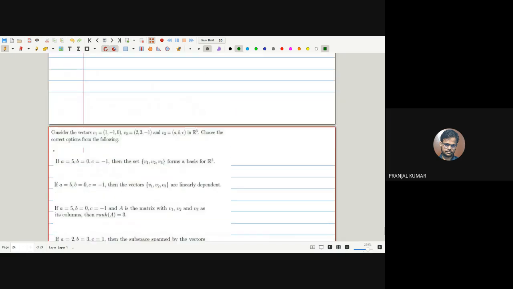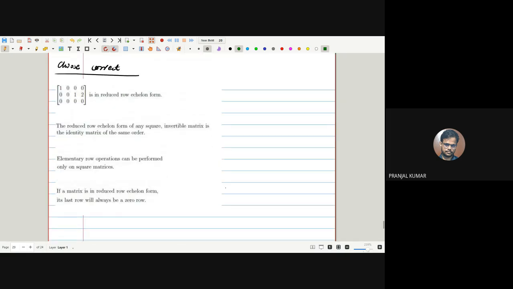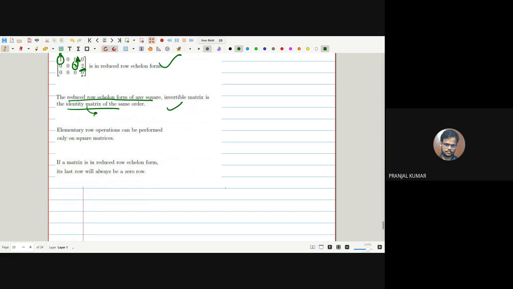Now these 2 questions. Is this in reduced row echelon form? Above the pivot it is clear, above the pivot it is clear. There is no pivot here, so no need to worry about this. So this is in reduced row echelon form. The reduced row echelon form of any square invertible matrix is the identity matrix, that is true. Elementary row operations can be performed only on square matrices? No, they can be performed on any matrix.